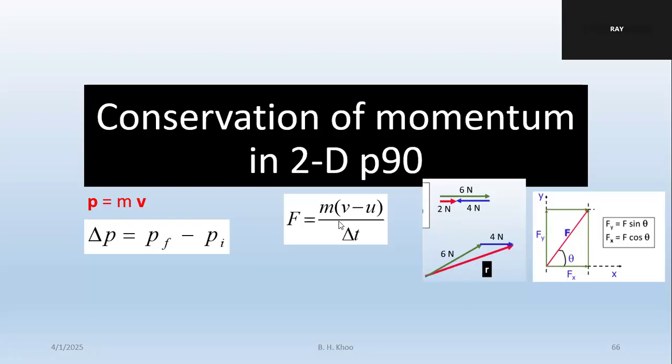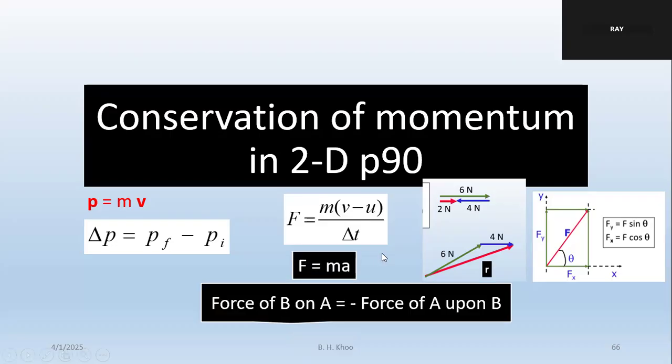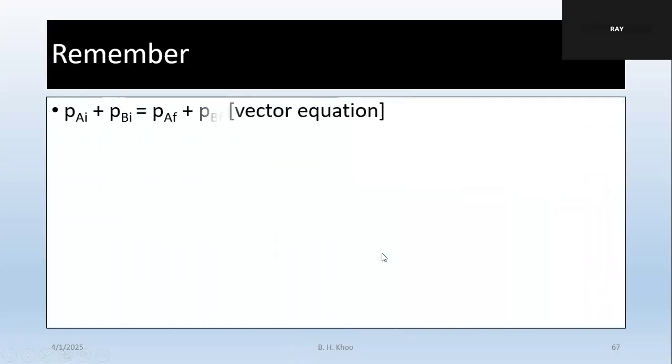These are some of the things you need to know for dynamics. Definition for change in momentum, force, then the vectors. Remember, this is the sum of momentum of body A and B before collision, I for initial, and this is the sum of momentum after collision, F for final, A for body A, B for body B. This is a vector equation.